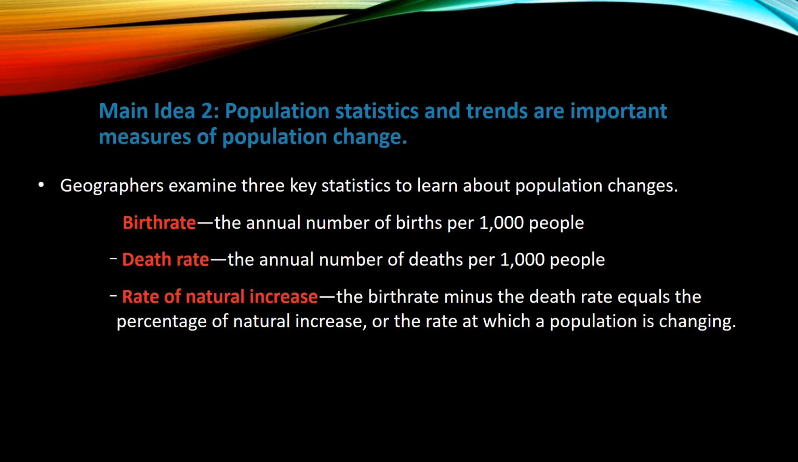So here's an example. Denmark has a rate of natural increase of 0.05%. This means it has slightly more births than deaths and a very slight population increase.